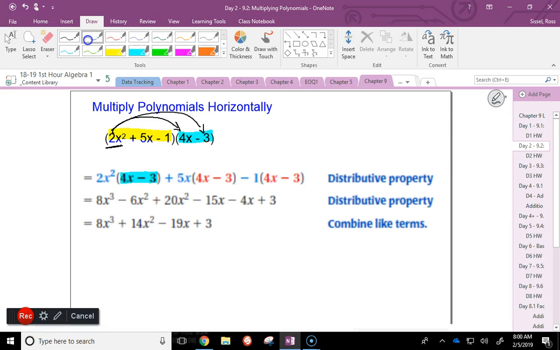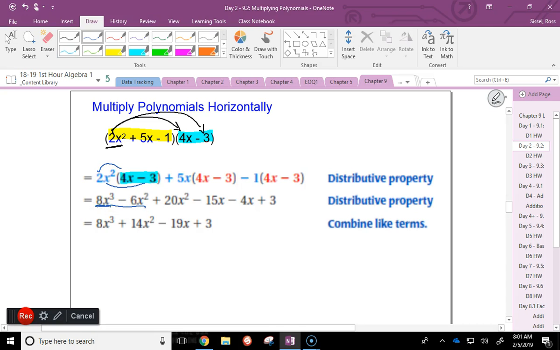And when I distribute that, 2x squared times 4x, well, you first multiply your coefficients. 2 times 4 is 8. X squared times x is x cubed. So 2x squared times 4x is 8x cubed. Then they did 2x squared times negative 3. Coefficients, negative 3 times 2 is negative 6. And you still just have x squared. So 2x squared times negative 3 is negative 6x squared.